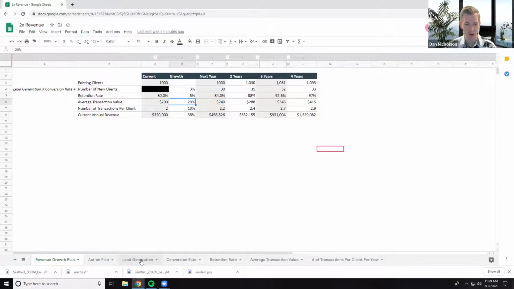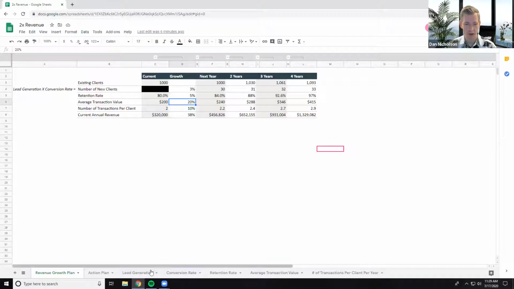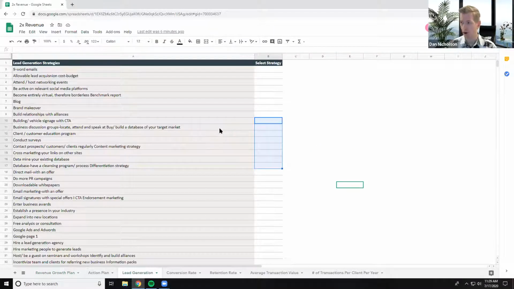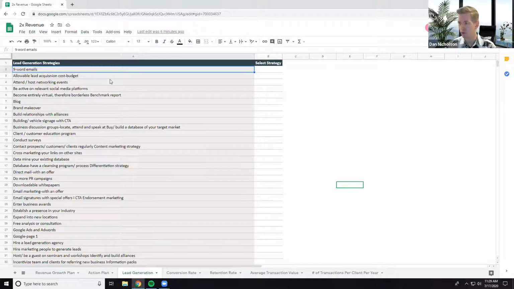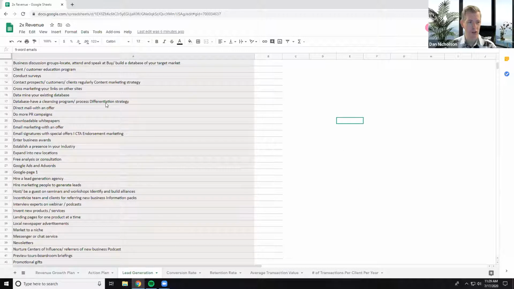So you can see down here at the bottom, we've got this tab that says action plan, and then we've got this tab, lead gen, conversion rate, etc. So what I've done is I've dumped in all of these strategies. Here's a bunch of lead generation strategies, okay, which we sort of teased: if there's enough demand, each week we'll go through one of these strategies.